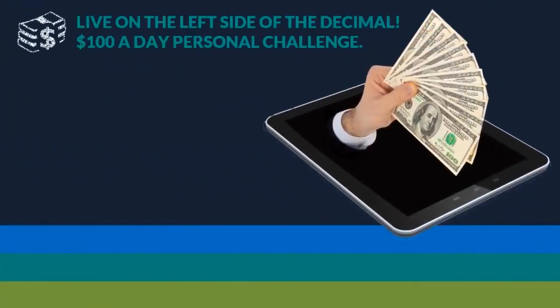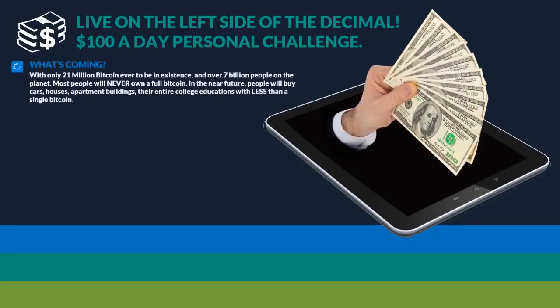So now that you know this stuff, I want to challenge you to live life on the left side of the decimal. And I'm going to show you guys what you can do to also create $100 a day in passive income with Bitcoin. Now, what I mean by living life on the left side of the decimal point: with only 21 million Bitcoin ever to be created, and well over 7 billion people on the planet, the likelihood of all these people on the planet owning a full Bitcoin is not possible. And Bitcoin's going to be as popular to where everyone on the planet knows its name, just like Michael Jackson.